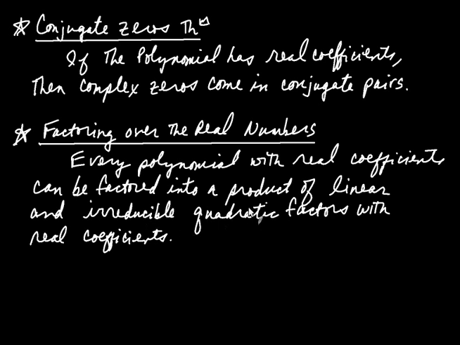Okay. Now to find the zeros of that irreducible quadratic, we use the quadratic formula as we did in these previous examples.